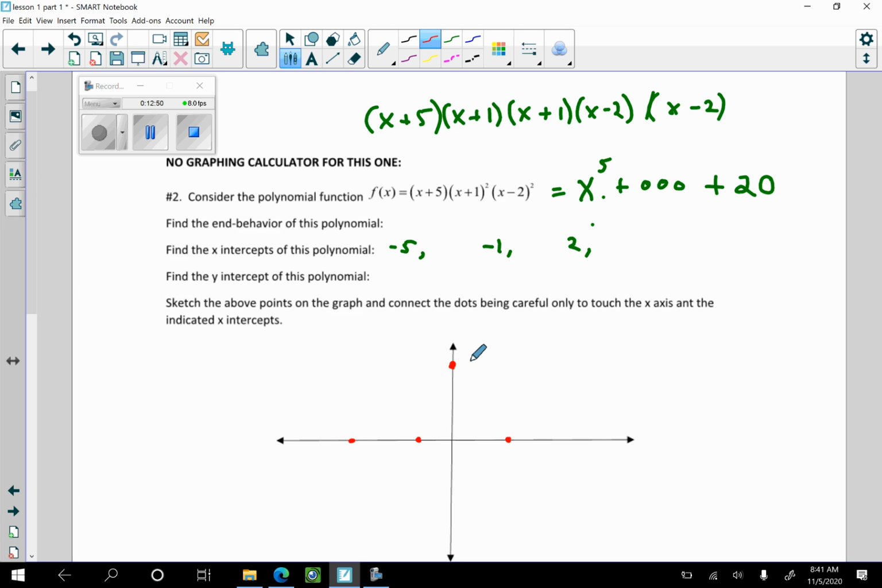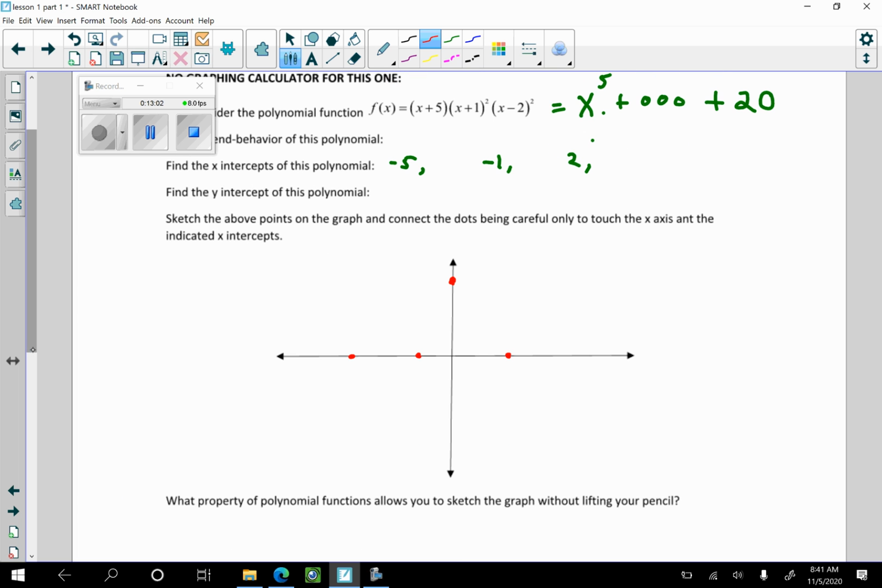What's the end behavior of this bad boy? Leading coefficient positive, degree odd, starts negative and ends positive, correct? So this bad boy is going to start negative. Whoop. It's going to end positive. And now let's see if we can sketch the graph. It has to come up here. Does it go through -5 or bounce at -5? Goes through.